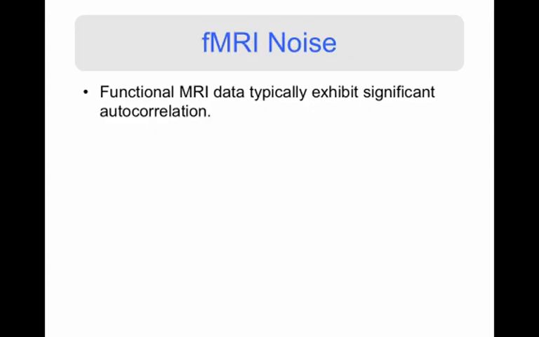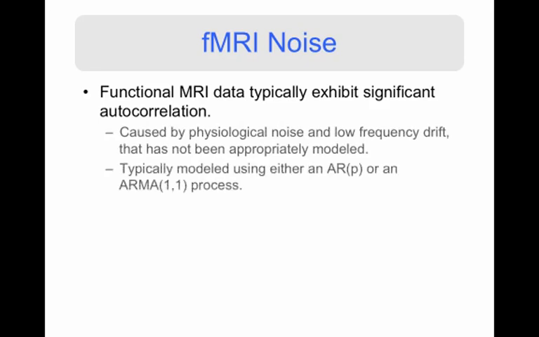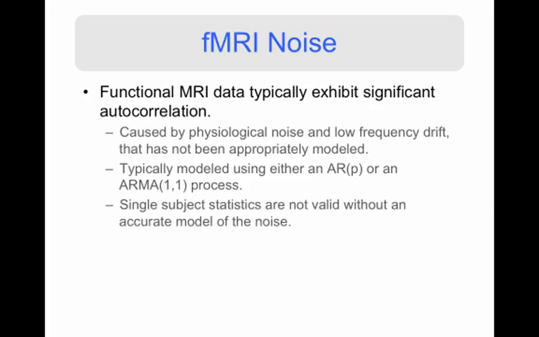In this module, we're going to focus more on modeling the variance-covariance matrix. It's clear that functional MRI data typically exhibit significant autocorrelation. This is generally thought to be caused by physiological noise and low-frequency drift that has not been appropriately modeled. Typically, when taking care of autocorrelated noise in fMRI data, we use either an autoregressive process of order p, an AR(p) process, or an autoregressive moving average process, an ARMA(1,1) process, for example. In general, single subject statistics are not valid without an accurate model of the noise. So it's very important that we model the noise appropriately.